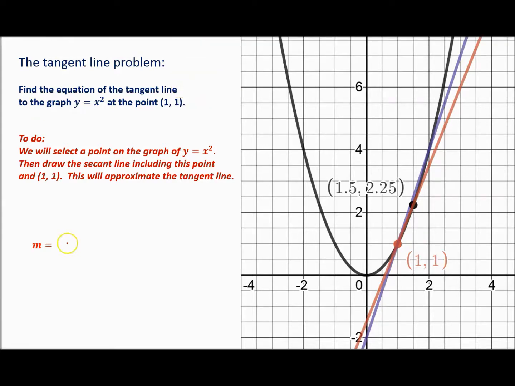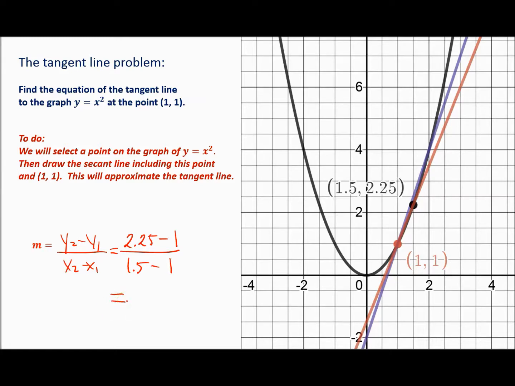So m is equal to, remember, y2 minus y1 divided by x2 minus x1. My y2 is 2.25 minus my y1, which is 1, and I'm dividing that by my x2, which is 1.5, minus my x1, which is 1.